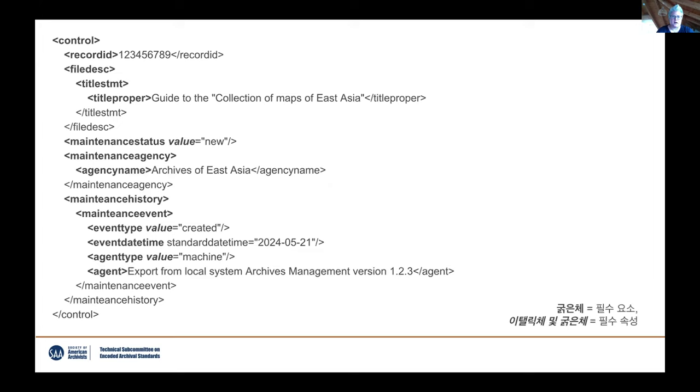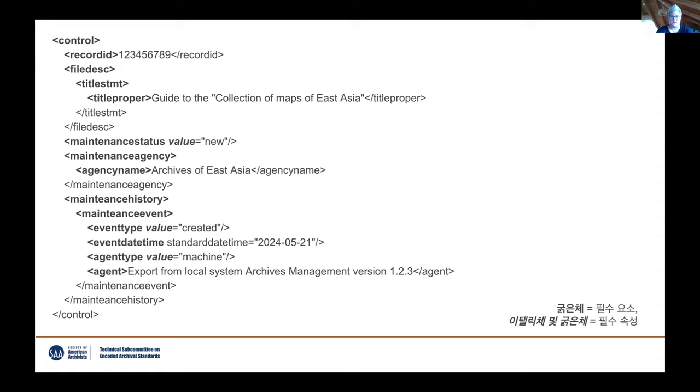And then the last mandatory element within control is what is called the maintenance history. And that is essentially where all the versioning happens. So maintenance history can consist of one or more so-called maintenance events. So you will usually have at least one maintenance event that signifies the creation of the EAD XML document, but there might be additional ones where you want to record revisions or updates or other types of changes that have happened throughout the lifetime of the EAD document.